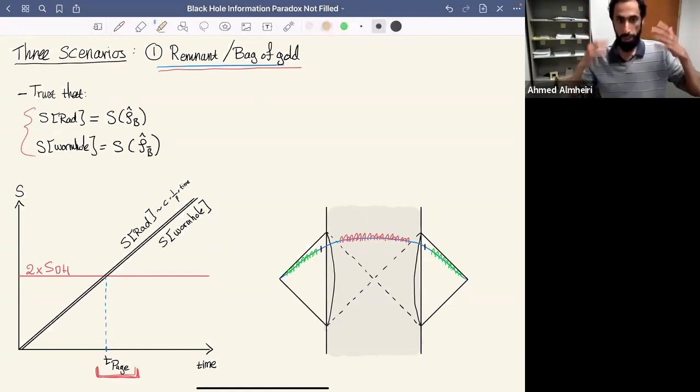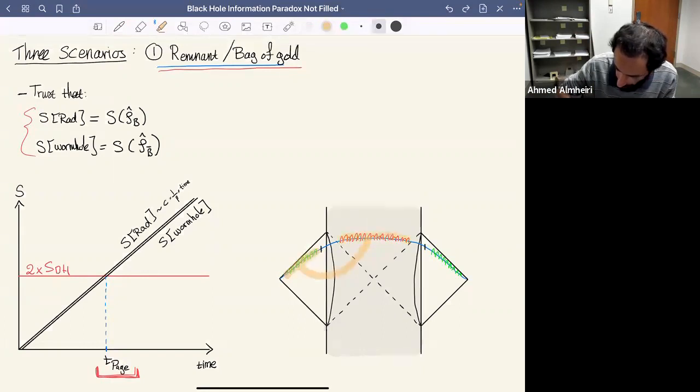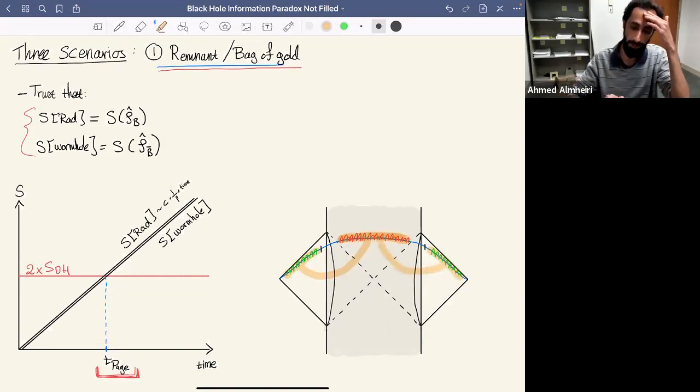The cartoon you should have for what's happening as a function of time is that you have a lot of these green modes in the two bath regions that are continuously getting more and more entangled with the radiation that's stuck inside the black hole. So here I'm looking at the quantum state of the matter on some late time Cauchy slice. Okay, so any questions about this?